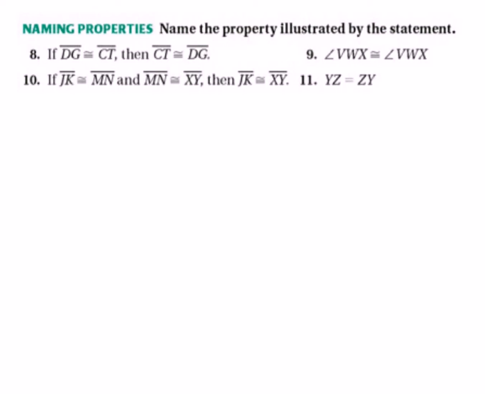Let's look at numbers 9 and 11. It says, name the property illustrated by the statement. Looking at number 9, I have angle VWX is congruent to angle VWX. So we want to figure out what property applies to 9. And if you notice, they are mirror images of each other. So the statement that talks about a mirror image of each other is the reflexive property of congruence.